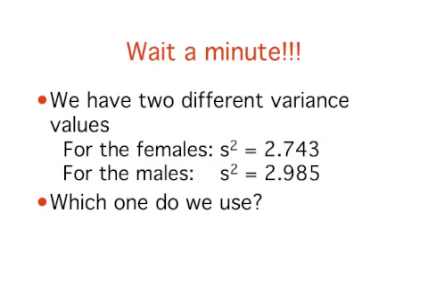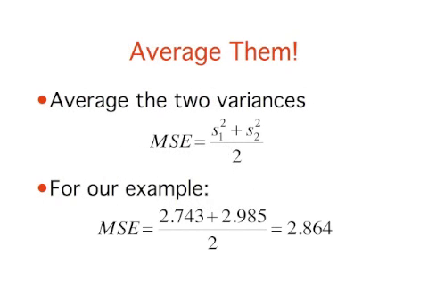Normally, we estimate the variance of the populations using the variance of the sample. But we just said that we are assuming the variances of the female and male populations are the same. However, the sample values are not the same, so which sample variance do we use to estimate the population variance? We estimate the variance of the two populations by averaging our two sample variances. Thus, our estimate of variance is computed using this formula. MSE is our estimate of the variance of the populations. In this example, MSE equals 2.864.